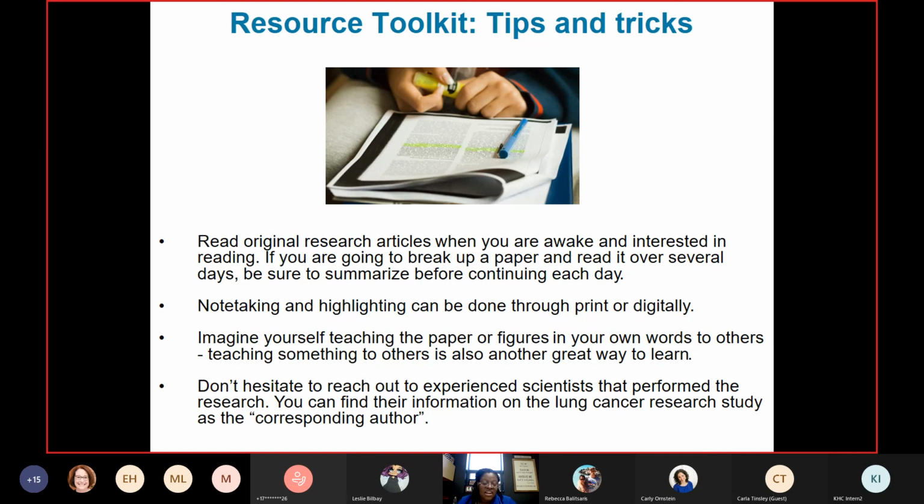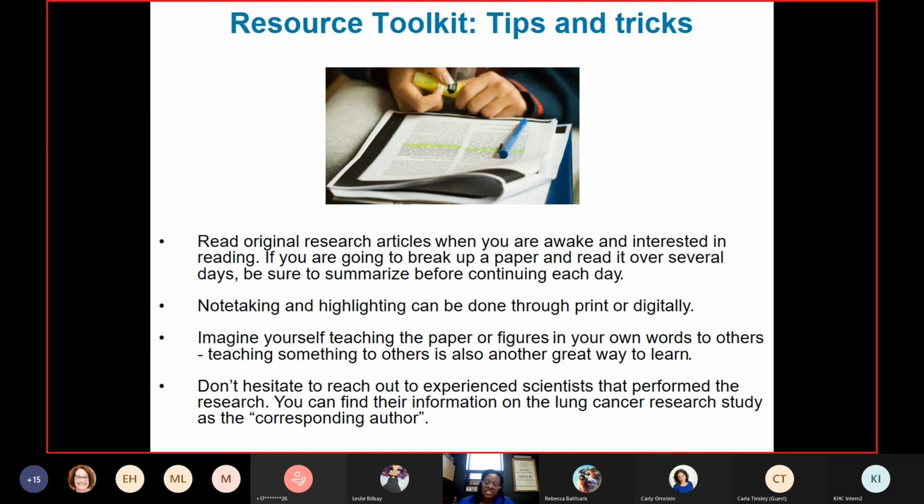And so it is very common to reach out to the scientists that performed a study. In fact, it's so common that it's a part of the actual study. If you pull up a paper, you will see a corresponding author. Just like people often used snail mail when they corresponded with one another through letters, we still correspond with the scientists. There's a corresponding author.